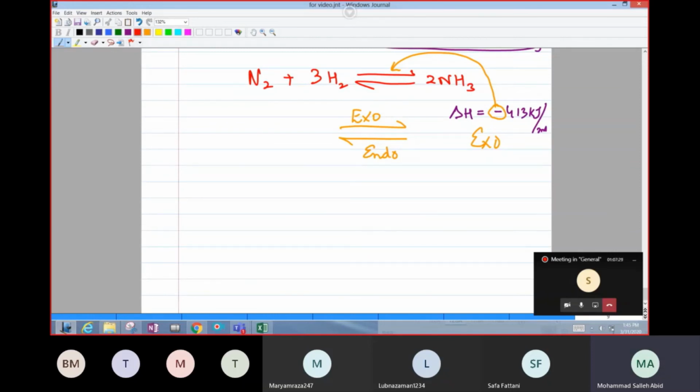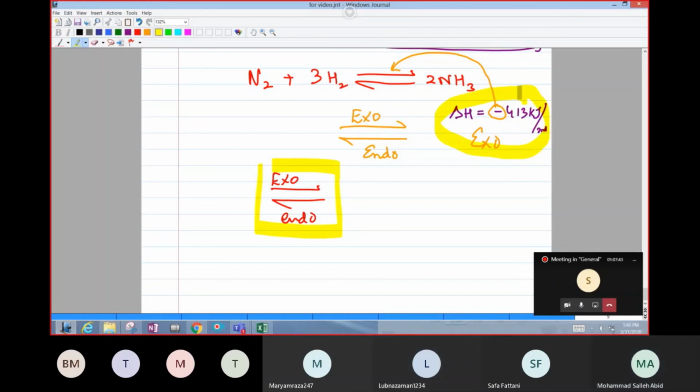The other way is easier. On the arrow itself, they will write it as exo, so you automatically know the other is endo. So these are the two ways. Either they will give you this or they will give you this. Clear?